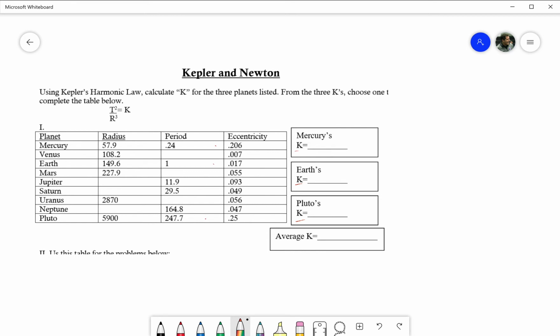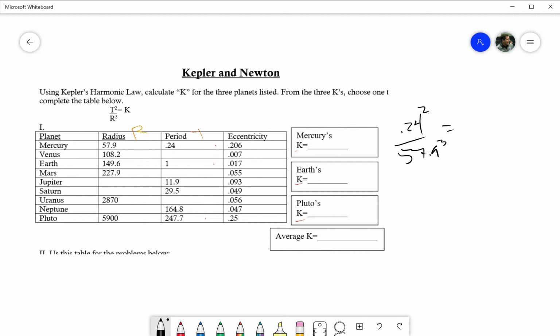So if I do the first one for Mercury, and I take the period T, that's my T, that's my R, okay? So I take Mercury and I say, all right, 0.24 squared divided by 57.9 cubed, I'm going to get a constant. Okay, so let me do all of them.